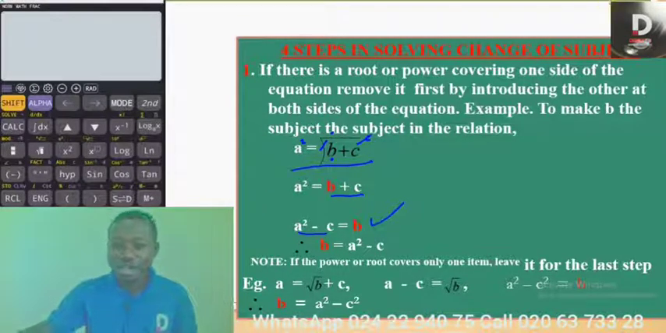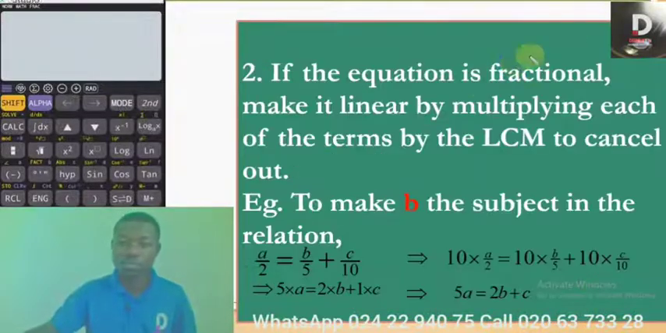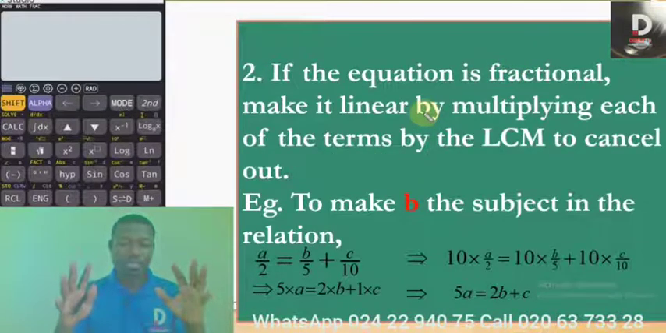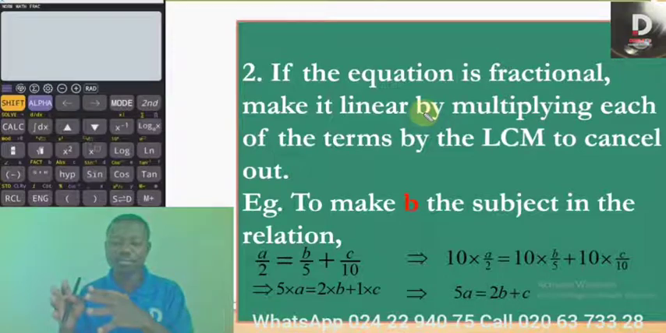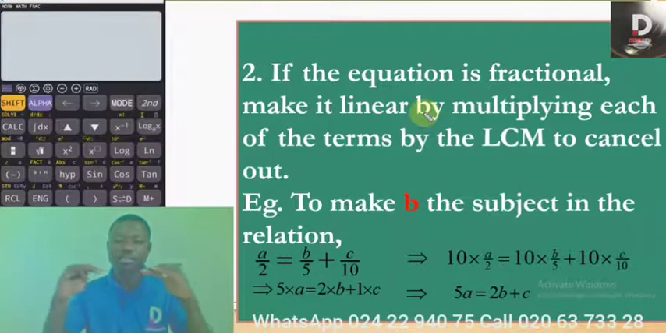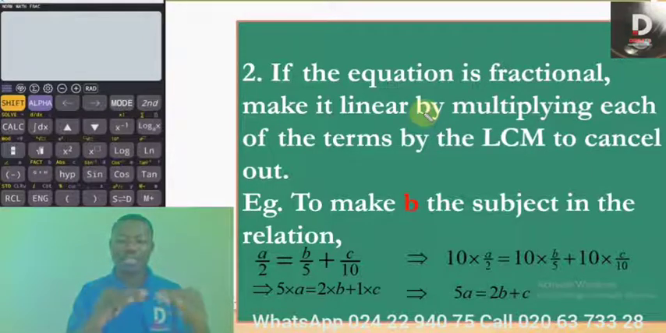So after opening the veil, what do you do next? When you open the veil, check if the equation is a fraction. If there's a fraction inside any of the terms, find the LCM, multiply by each of the terms, and cancel out so they become linear before you can solve. Do you understand me? Make it linear. Find the LCM, multiply by each of the items, that's each of the terms.